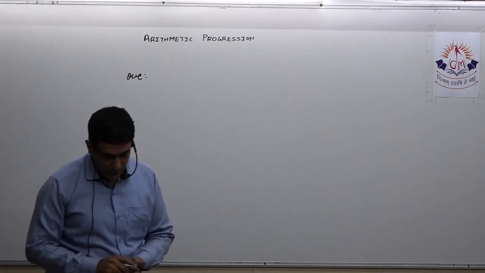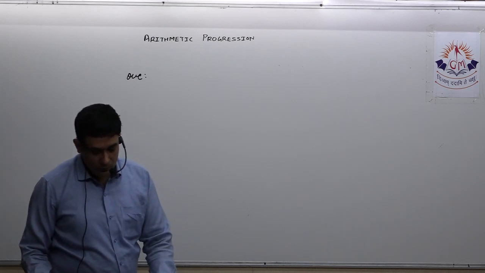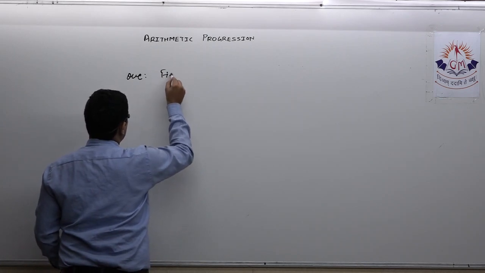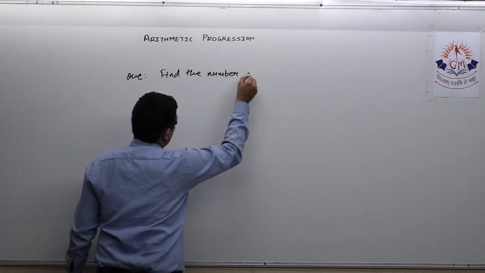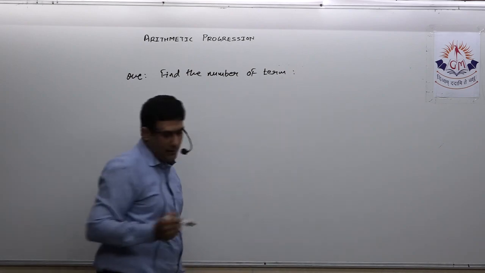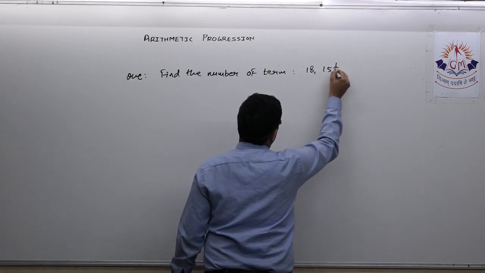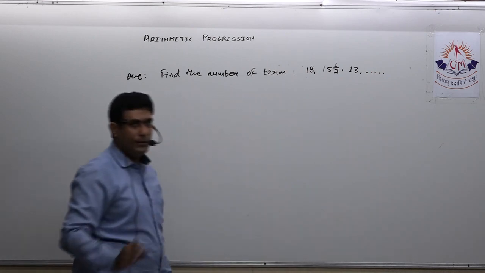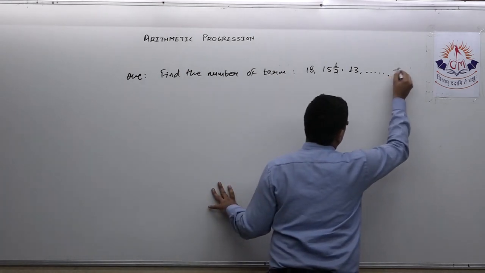Okay, now we will see the next question. Find the number of terms. One AP is given and you have to find how many terms it has. Whenever it is asked to find the number of terms, be sure the last term must be given to you. And here the last term is minus 47.